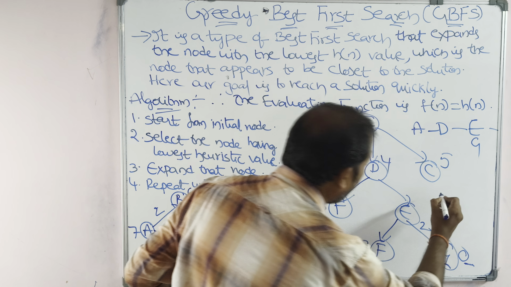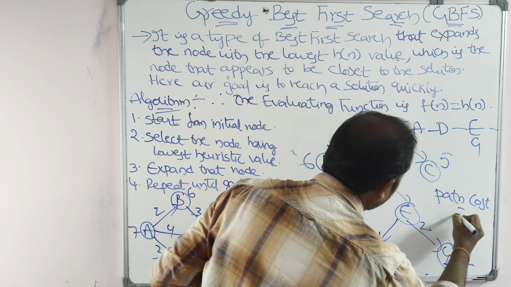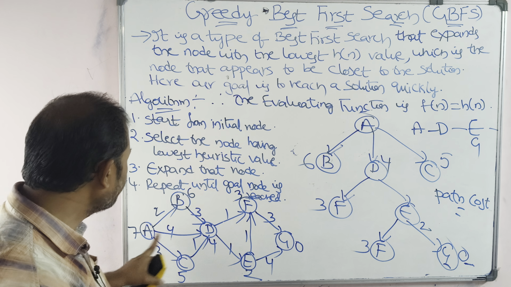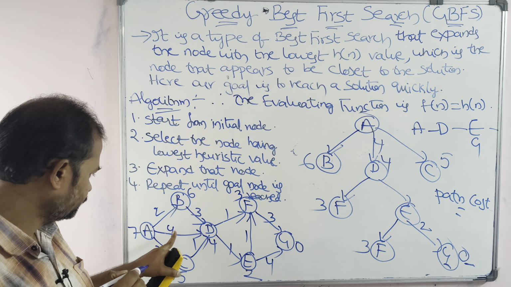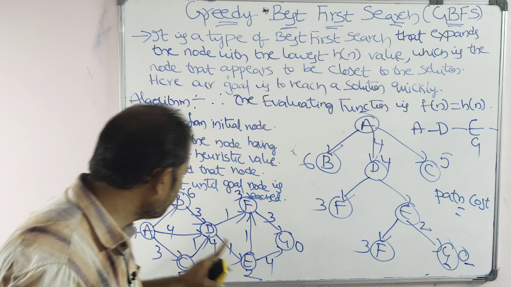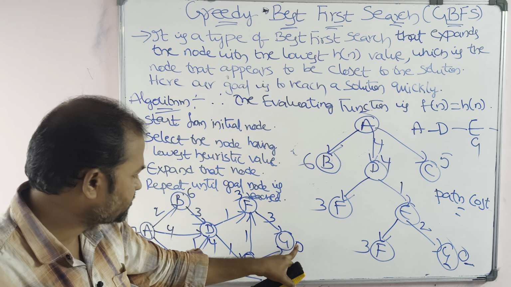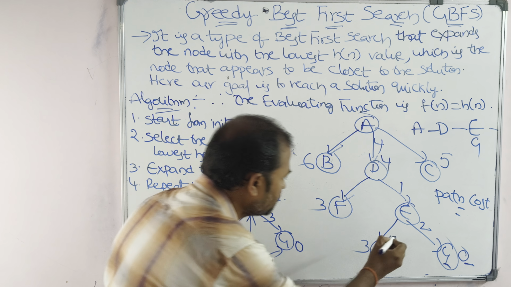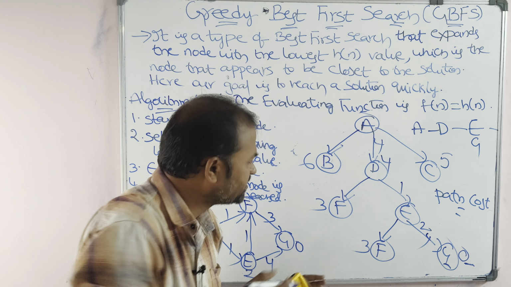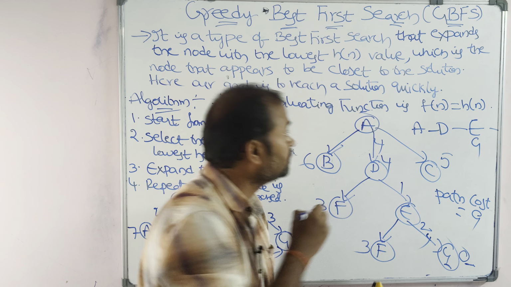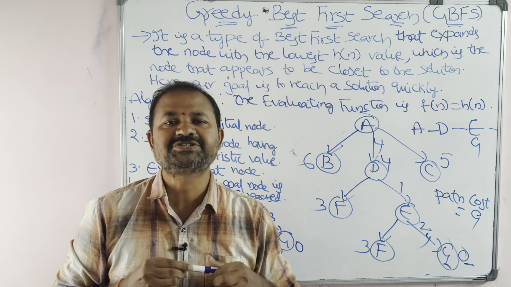Now let us find the path cost. In order to find the path cost, we have to consider the edge cost. A to D, what is the edge cost? 4. Next, D to E, edge cost is 1. Next, E to G, edge cost is 4. So 4 plus 1 is 5, 5 plus 4 is 9. So this is the path cost. So this is about the greedy best first search algorithm.